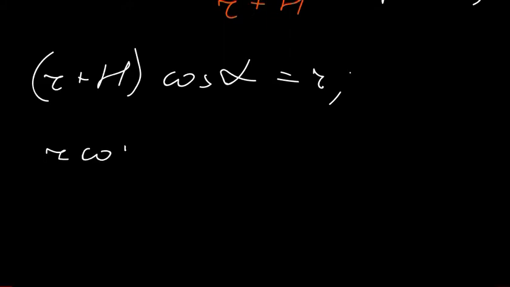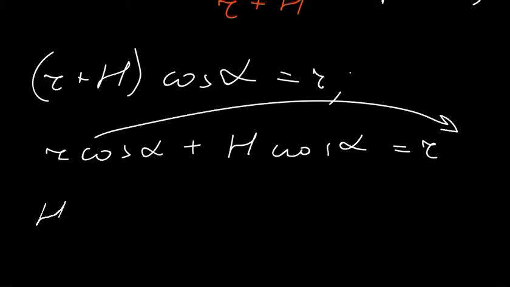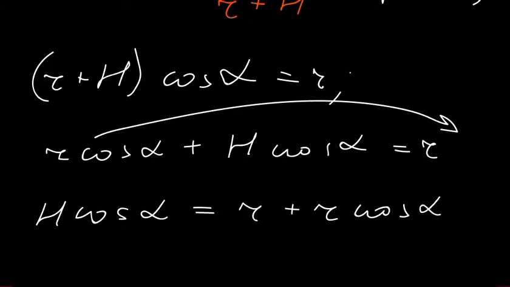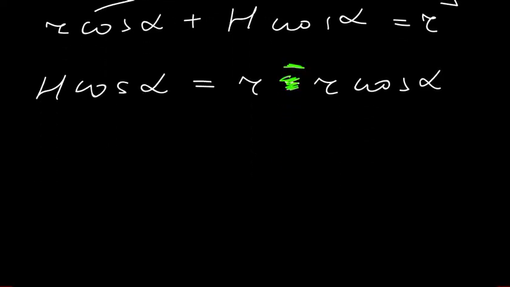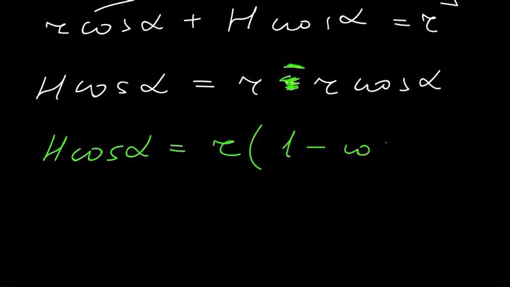So let's move this r to the other side, no, better, let's move this to this side here. So we get, excuse me, this is minus here, I made a mistake, this is minus, and now we can write that h cosine alpha is equal to r times 1 minus cosine alpha.